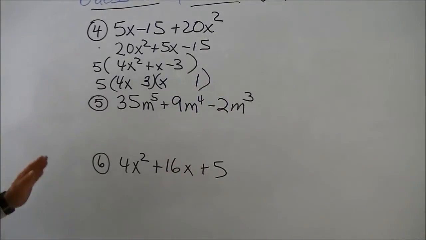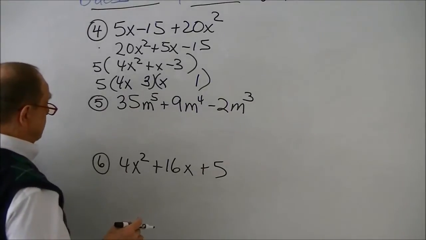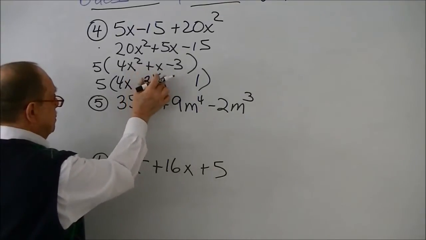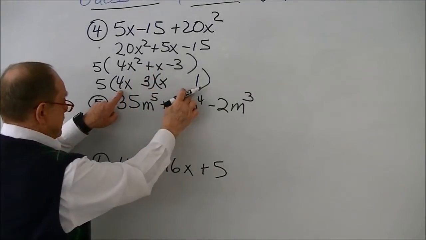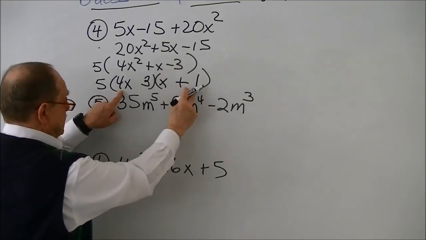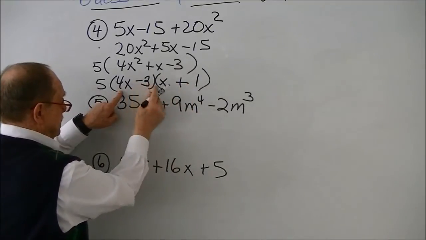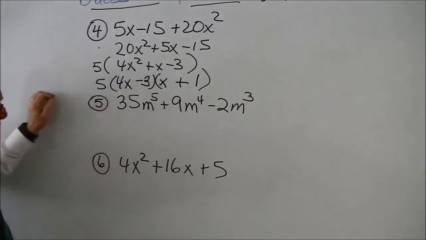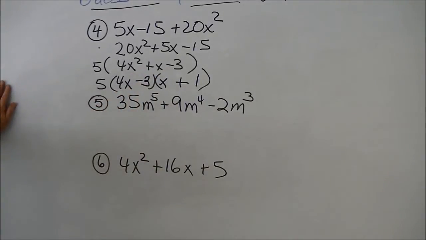And again, trial and error, although I have some experience, I'll admit that. I want a positive in the center, positive 1. So this will be a positive 4x. This will be a negative 3x. And there's my factorization of that.